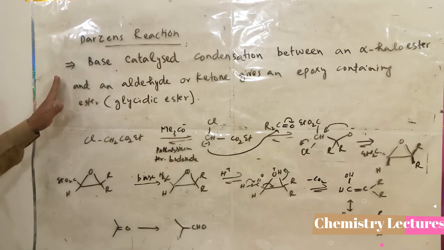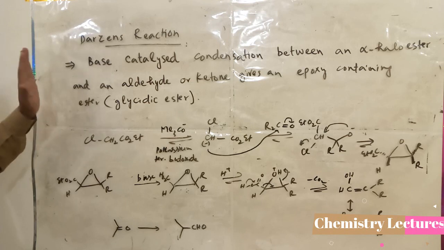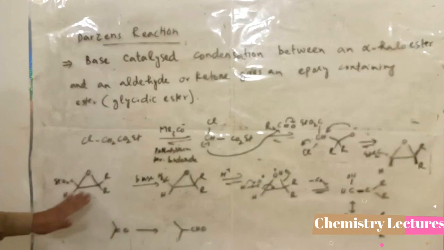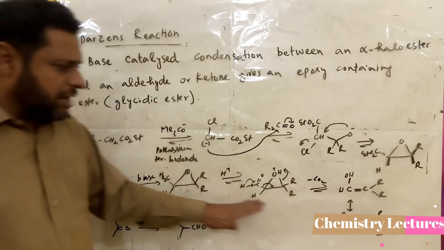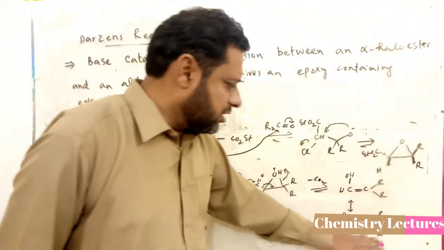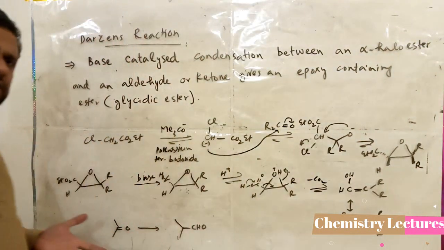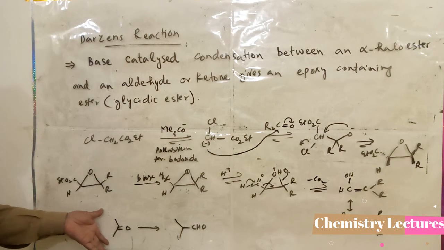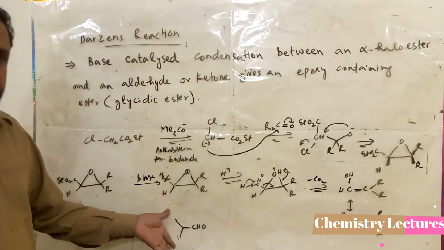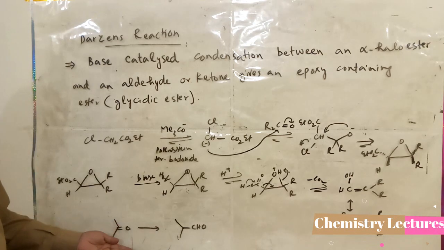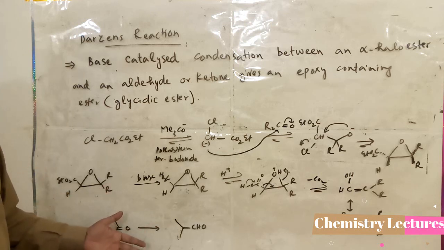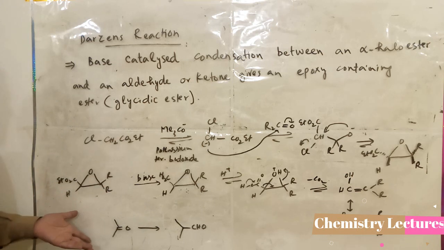When we treat an alpha haloester with any aldehyde or ketone, first an epoxide ester is formed and in the reaction conditions the ester opens and carbon dioxide is removed and you will get the carboxylic acid. So what is the benefit of doing this reaction? We will use a 3 carbon ketone and at the end we will get a 4 carbon compound. So from an aldehyde or ketone, a compound with one more carbon is obtained. So this is the end product of the Darzens condensation. In this way we can add one more carbon to aldehydes or ketones.